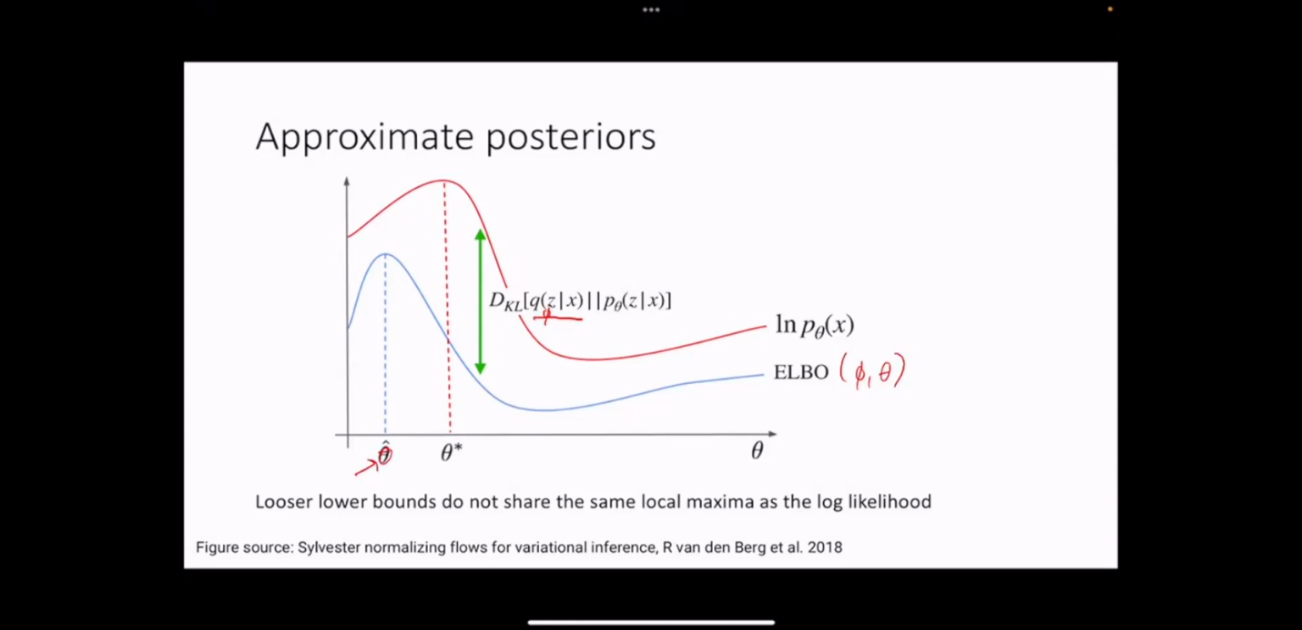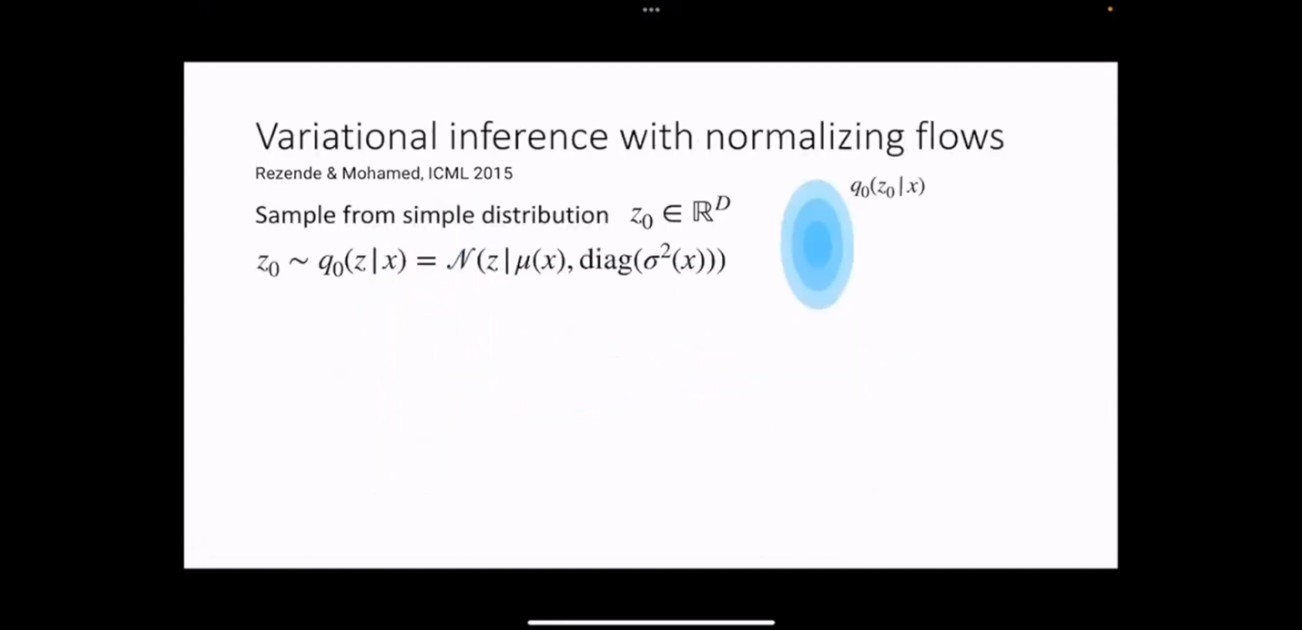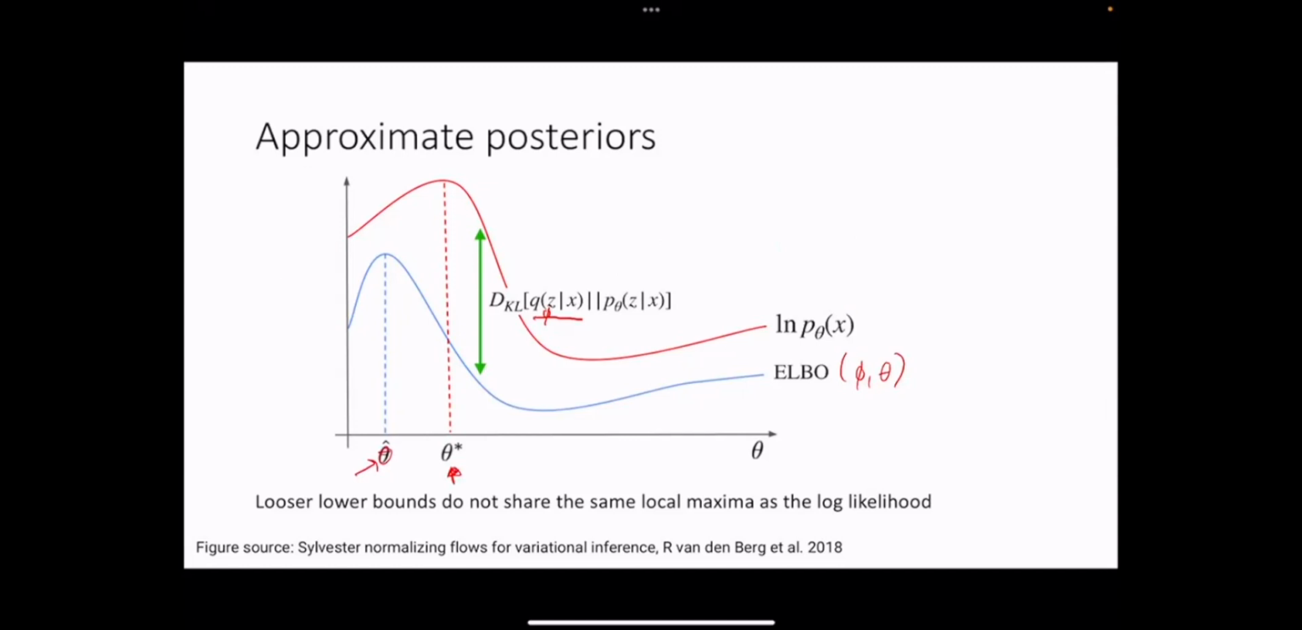But because the bound is not very tight, because there's quite a gap, that's not actually very close to the optimal parameters of theta if you were able to optimize the log likelihood. So if our goal is to have a good generative model, we need a good approximate posterior that's flexible enough so that in principle you can shrink this gap as much as possible, so that the possible shift between the maxima is as small as possible. In summary, if you have a looser bound, the local maxima of the evidence lower bound and the log likelihood don't have to occur at the same position.